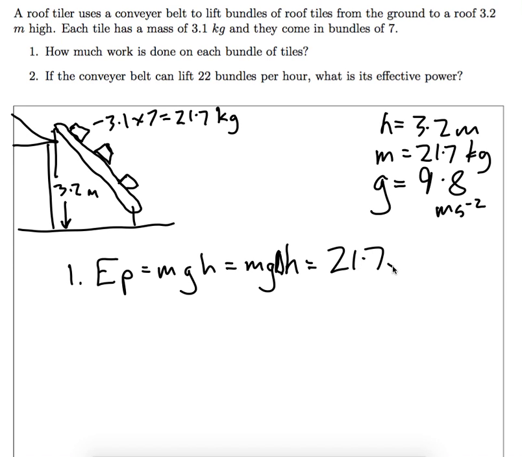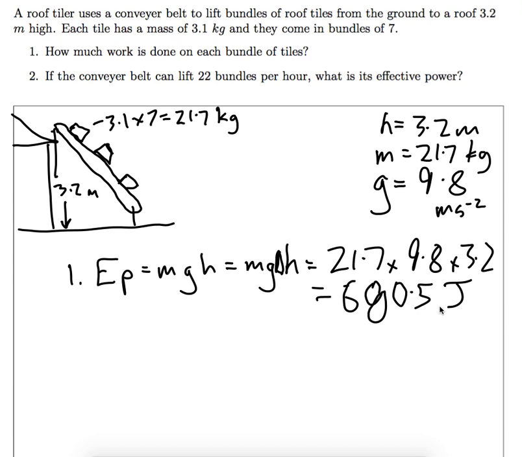21.7 times 9.8 times 3.2 equals 680.5. Sorry, started heading off in the wrong direction around an 8. 680.5 joules per bundle. We could divide that by 7 to get per tile, but we were asked for per bundle. So 680.5 joules per bundle. And that's basically the answer to that question.